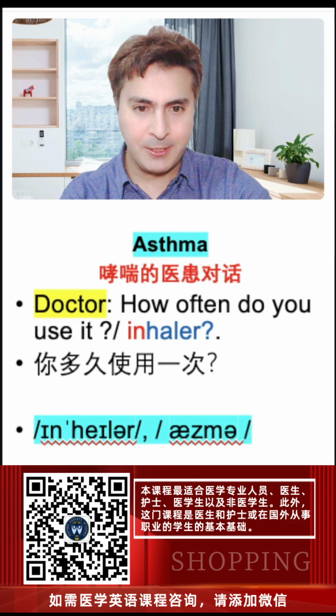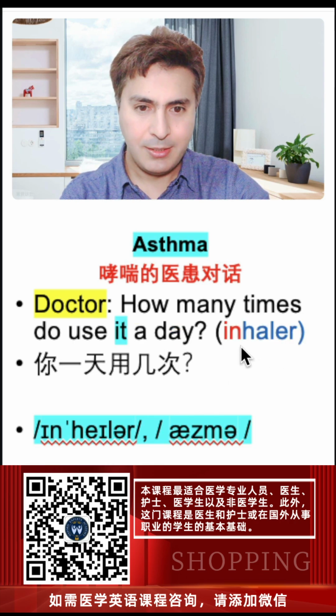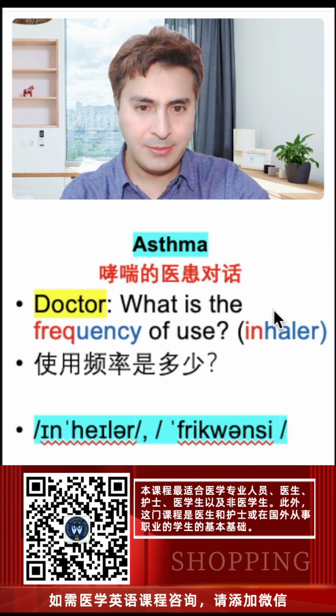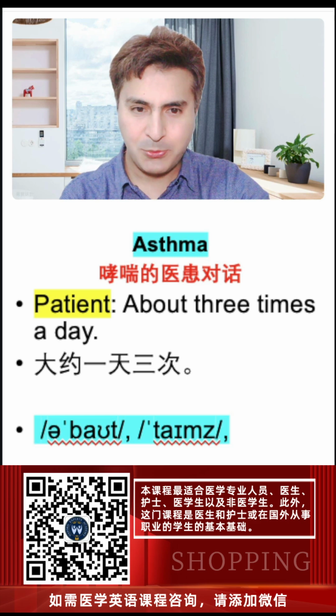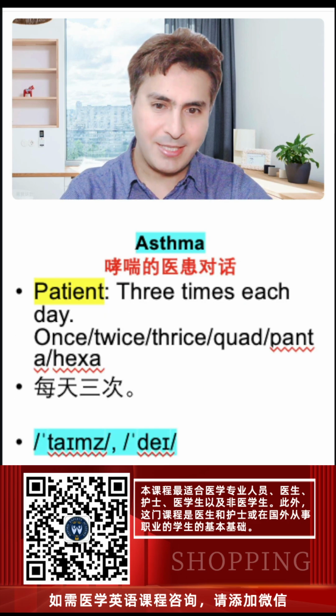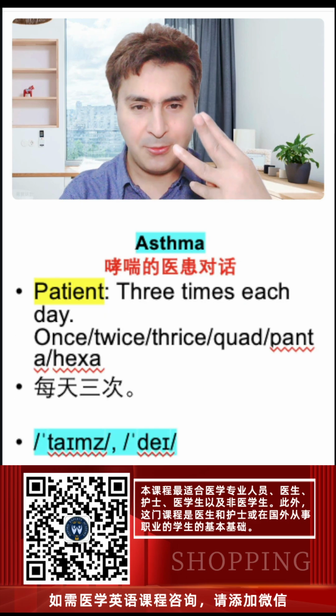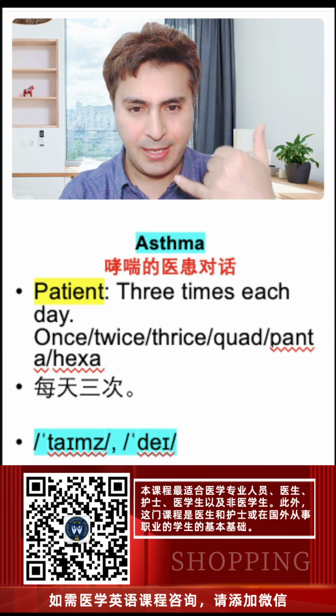So we have the difficult words. Here we have the inhaler. Alright? Asthma, inhaler. Also here we do have the same thing, inhaler. This one is frequency, alright? And other things are quite easy. So this is once, twice, thrice, quad, penta, hexa.